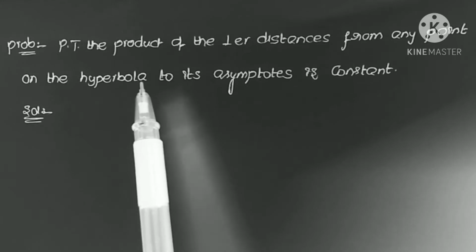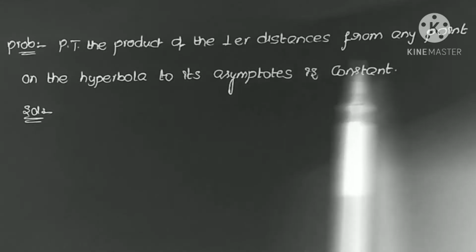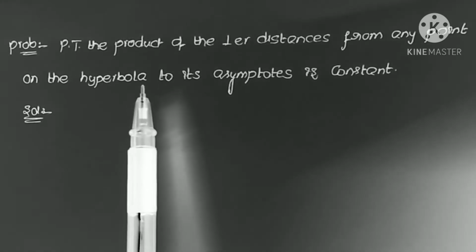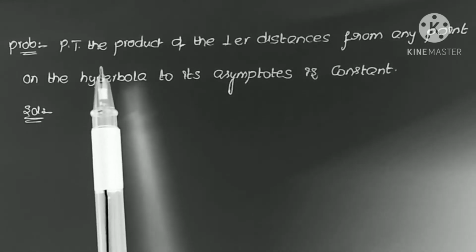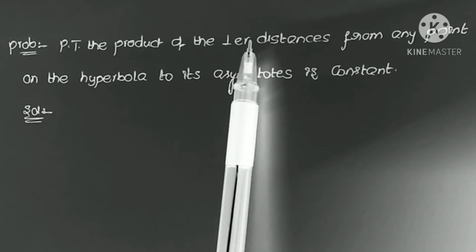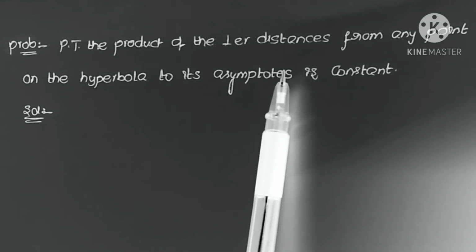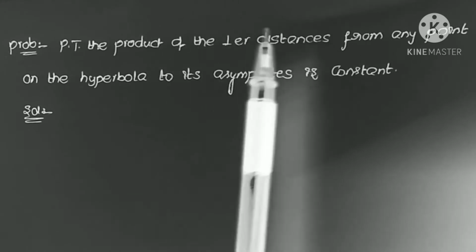Problem. Prove that the product of the perpendicular distances from any point on the hyperbola to its asymptotes is constant. Now this is a given question. Given: the product of the perpendicular distances from any point on the hyperbola to its asymptotes is constant. Product of the perpendicular distances.